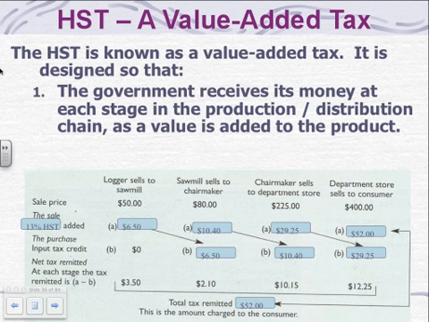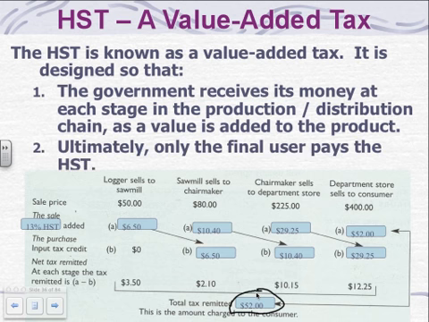HST is 13%, so you should have your calculator out, and you're going to be multiplying different values by 0.13 as you go through the example. And at the very bottom of this chart, you're going to see that the total remittance of $52 is the total amount that is charged for the final product, and it is paid for by the consumer. And that'll make more sense later on. Next, ultimately, only the final user, as we said before, pays for it.